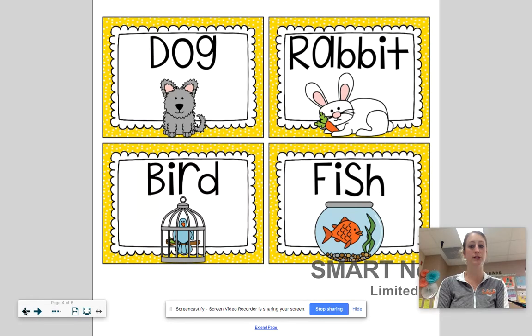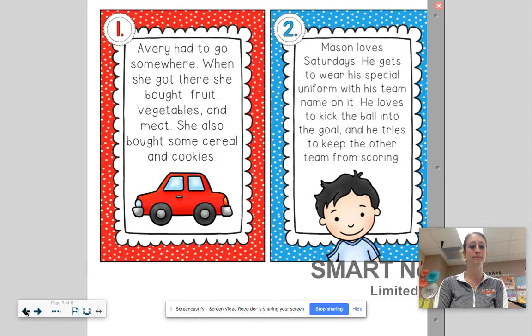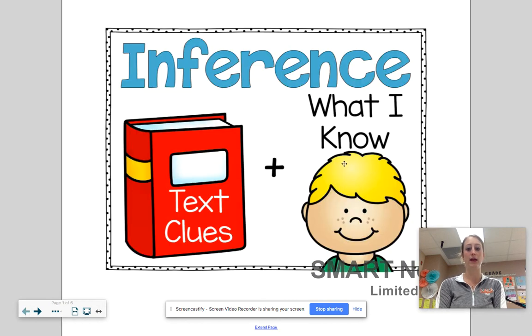You used your brain, using things you already know about the animals, and we used clues. Text is the words in the story to help us. Awesome. Now you know how to inference.